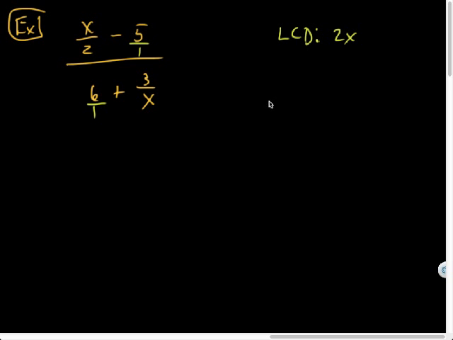Oh, wait, I don't understand how you got that. I found the LCD of all of the denominators. How do you know it's 2x? Yeah. Because 2 goes into 2x and x goes into 2x.